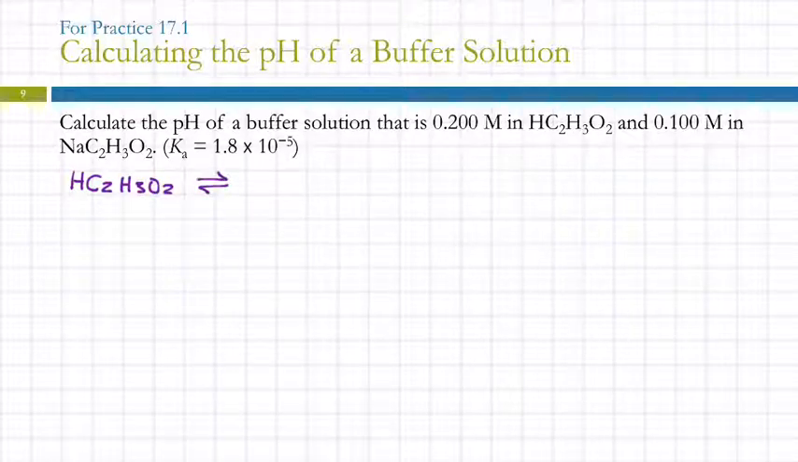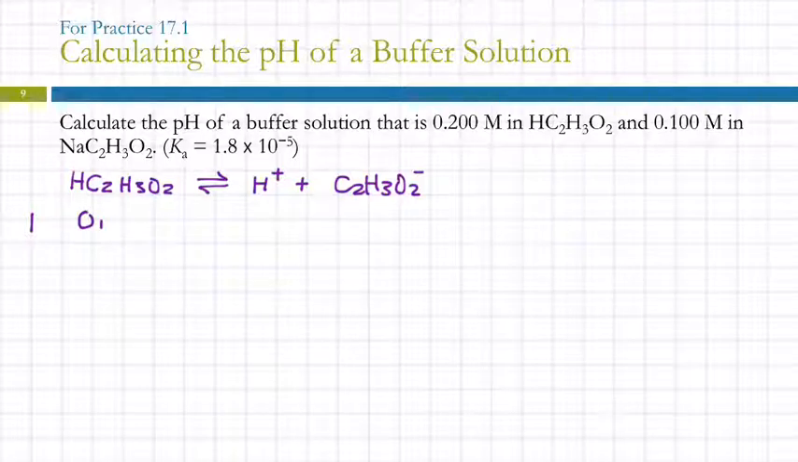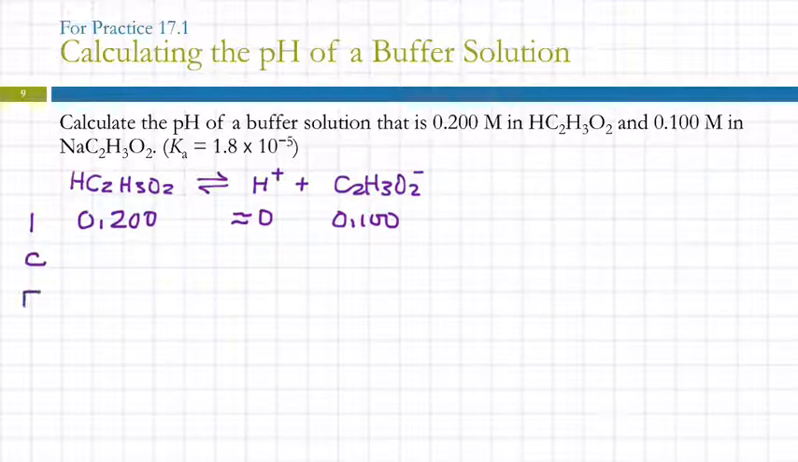So we've got our acetic acid, and that's going to ionize to form hydrogen ion and acetate ion. And so our initial concentrations are 0.2 for the acetic acid and 0.1 for the acetate ion. And we're going to say that the hydrogen ion concentration is approximately 0. It's going to be 10 to the minus 7, but that's too small to be important. We're going to look at the change and what the equilibrium concentrations would be.